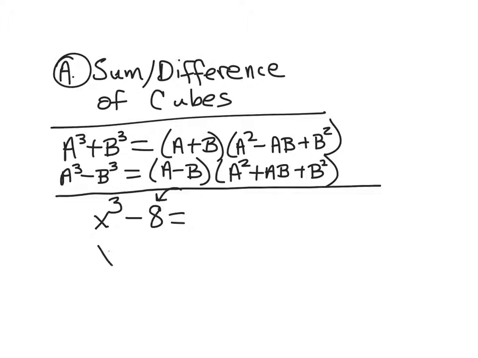X cubed is already something cubed, but let's write that 8 as something cubed. Well, what would I cube to get 8? I would cube 2. So I'm going to write it as x cubed minus 2 cubed. The reason I want to do that is I can easily recognize what my a and my b are going to be now. My a is x, and my b is 2. A and b are going to be the two things that are cubed.